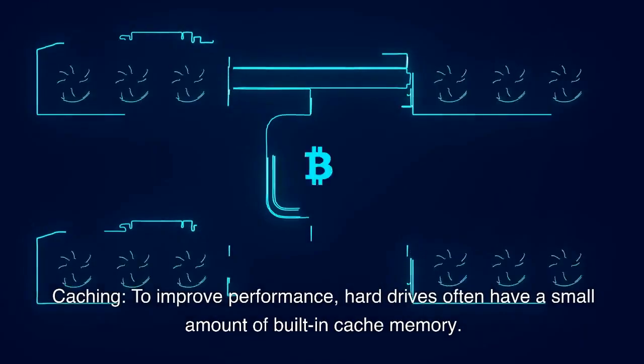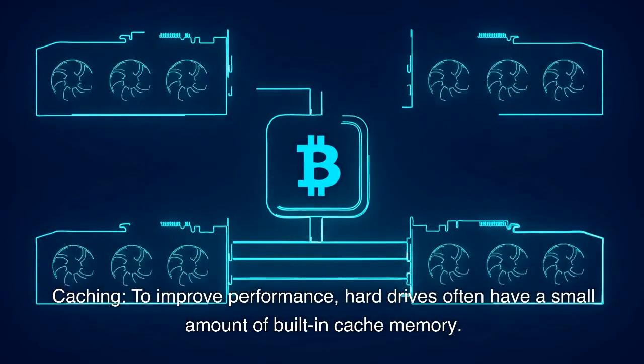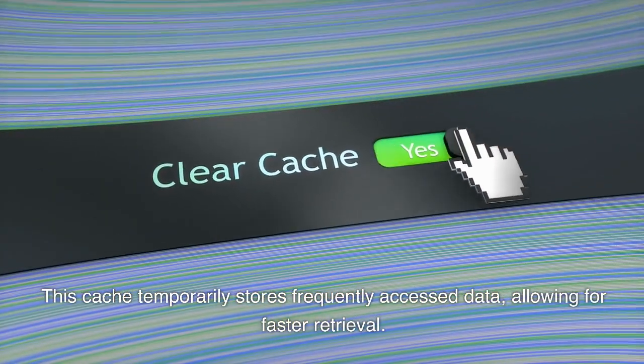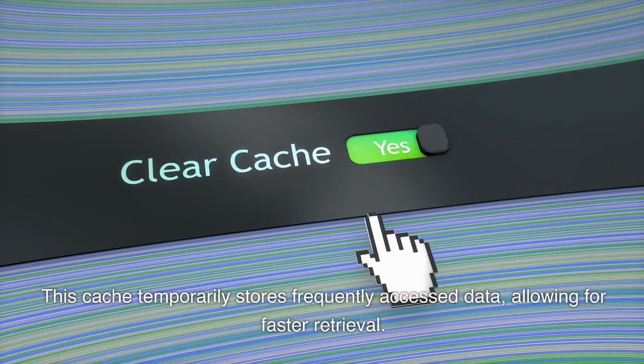Caching. To improve performance, hard drives often have a small amount of built-in cache memory. This cache temporarily stores frequently accessed data, allowing for faster retrieval.